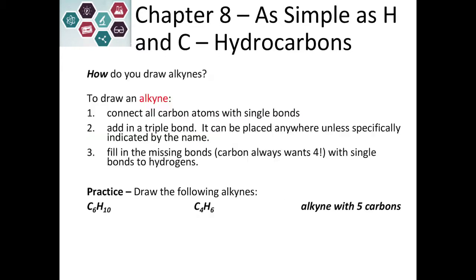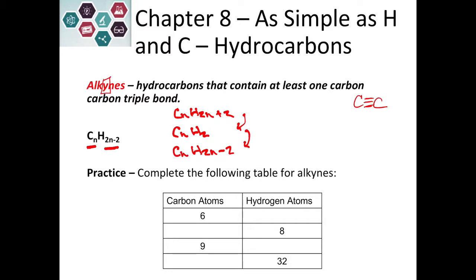So you've got the same examples as we did with the other alkanes and alkenes. 6 carbon atoms, take that times 2, now we're going to subtract 2, so we have 10 hydrogen atoms. Here we know 2n minus 2 must equal 8. So in this case, the n must be 5. For 9 carbons, 9 times 2 minus 2 is 16. And then the last example, we know 2n minus 2 equals 32. So the n must be 17.